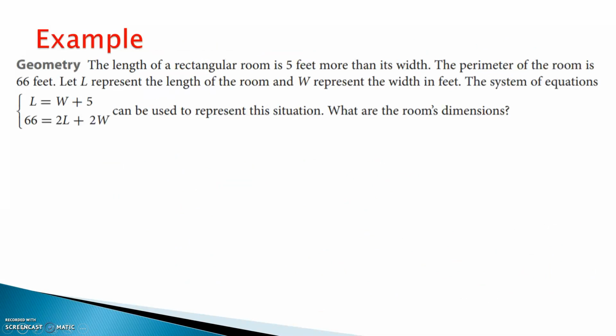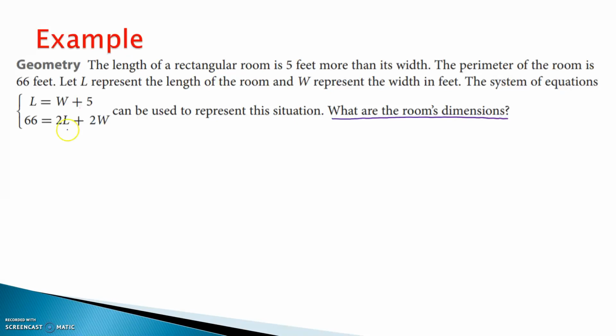All right, here we have the next one. It says the length of a rectangular room is 5 feet more than the width. Hey, they actually give it to us. The length is 5 more than the width. Okay. The perimeter of the room is 66 feet. So that's the perimeter. Let L represent the length of the room and W represent the width in feet and the system equation. So they actually give us a system. We just have to solve it. What are the dimensions? Here's the actual question that I need to answer. What are the dimensions? What's the length and what is the width?